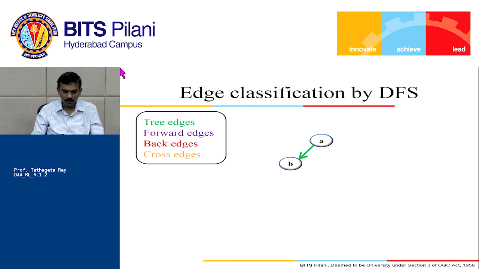So we can understand using certain examples. Let's look at this example where, let's say, in the depth first search, you started with A.